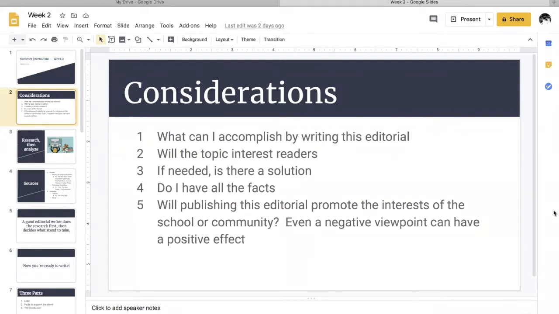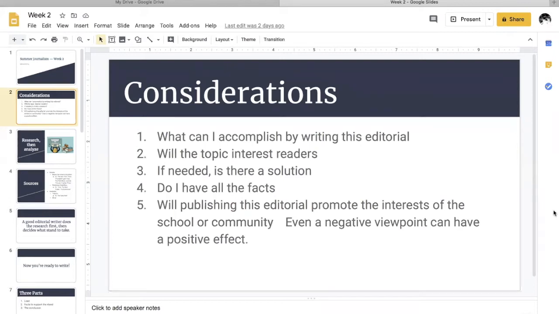So maybe my editorial is about whether students should use more technology in the classroom. If your stance is no, that they shouldn't, you should provide something else that would help solve the problem instead of using more technology. Maybe you can say, use technology half of the time, and the other half of the time can be dedicated to reading books or something like that.